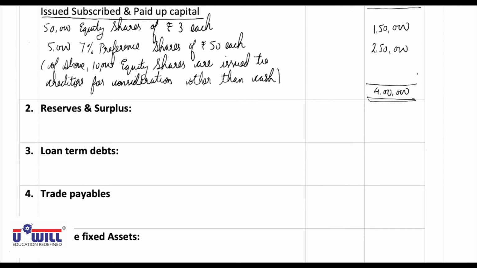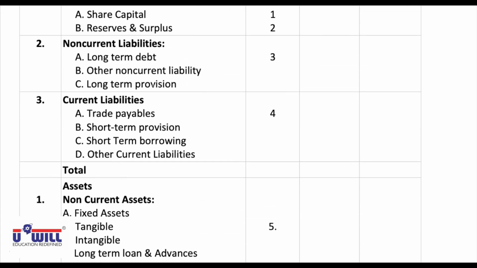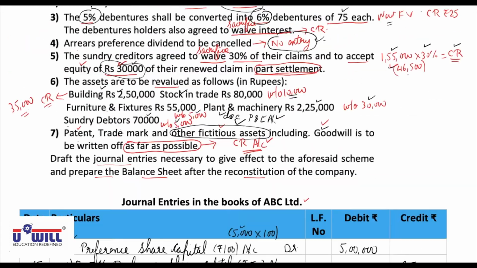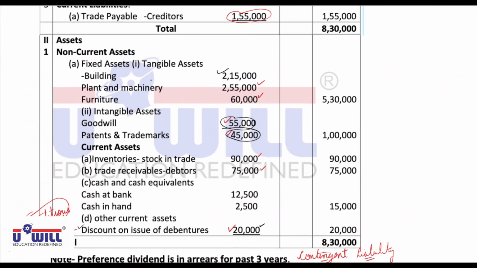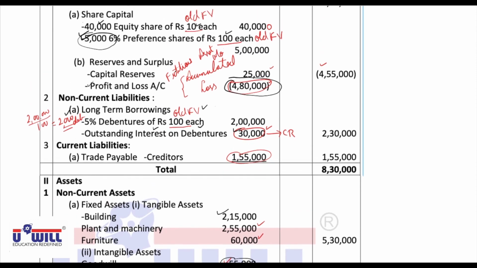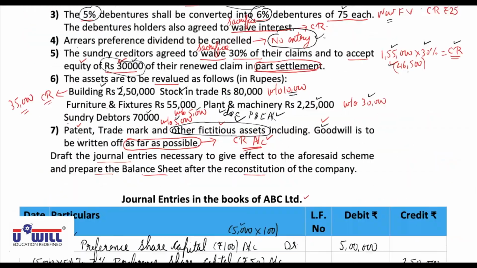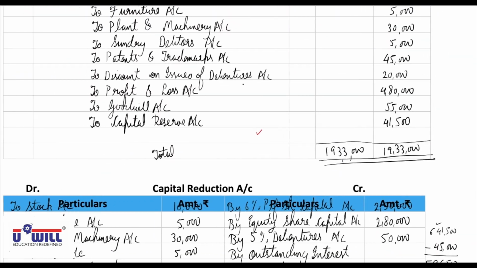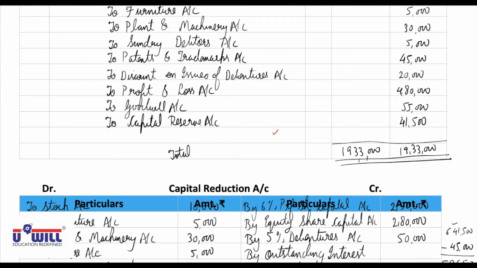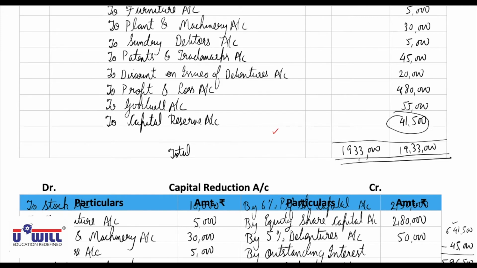Next, reserves and surplus. We already have in the balance sheet a capital reserve of 25,000. The profit and loss account gets completely written off, so that will not come. Further, in capital reserve, in addition to 25,000, we have transferred this 41,500 surplus amount in the last entry.